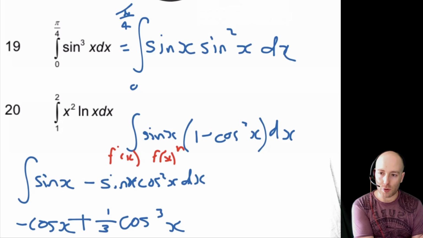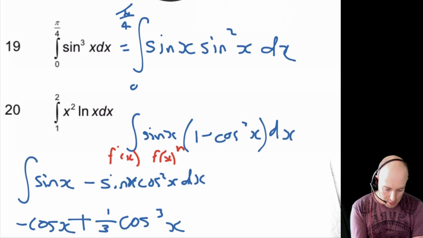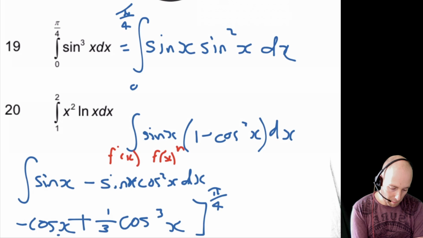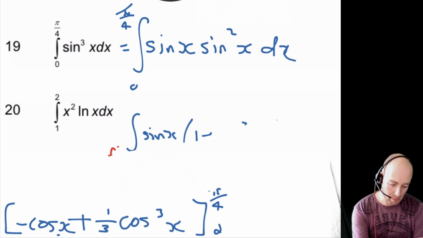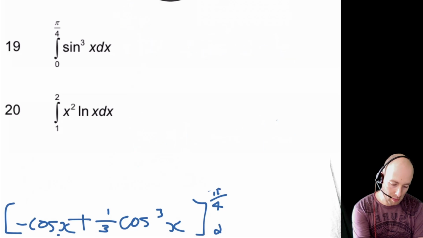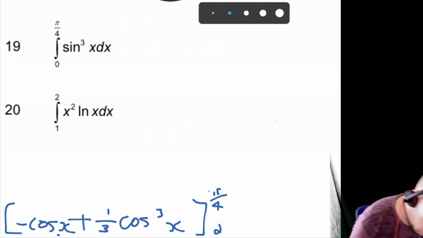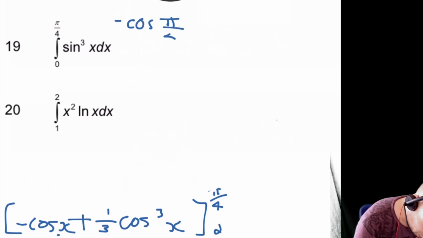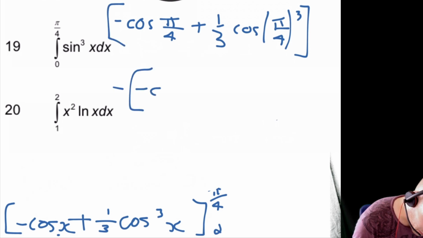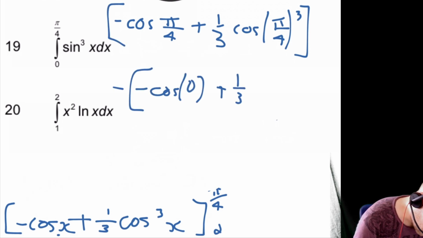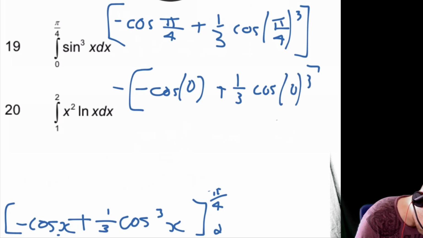So just quickly check that through. 3 cancels the 3, the 3 goes down to 2. Cos differentiates to minus sine. So yeah, that all makes sense. Then we just need to put limits in, which are 0 and pi by 4. So we get minus cos pi over 4 plus a third cos pi over 4 cubed, take away minus cos of 0 plus a third cos of 0 cubed.